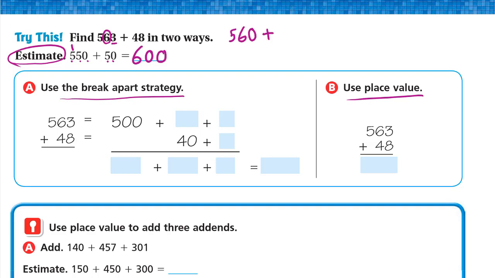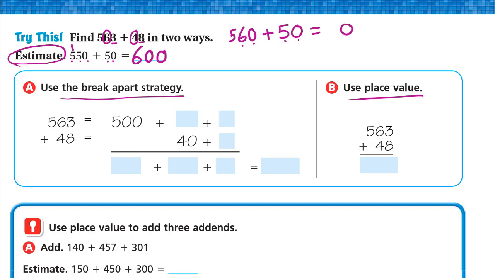Plus 48. We will round to the nearest 10, which is the 4. To the right of it, we have 8. The 8 is strong, so the 4 becomes 5. And we write 1 0, so 560 plus 50 equals 0 plus 0 is 0.